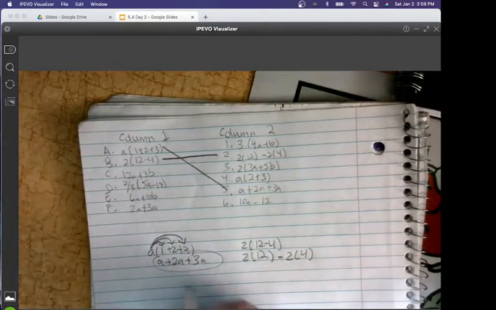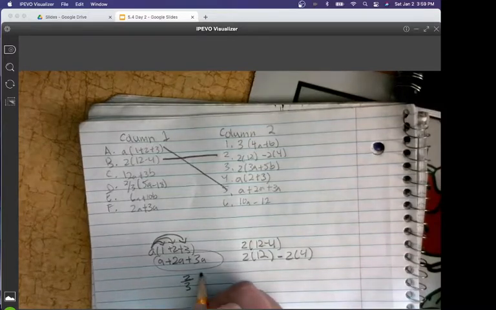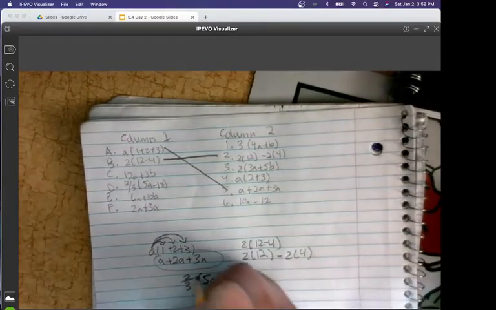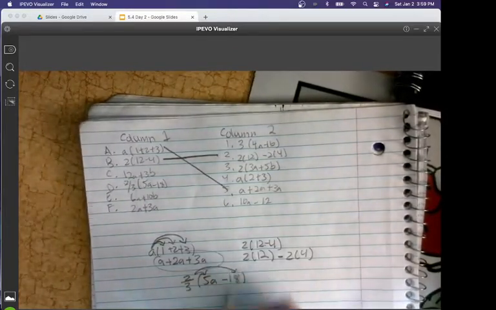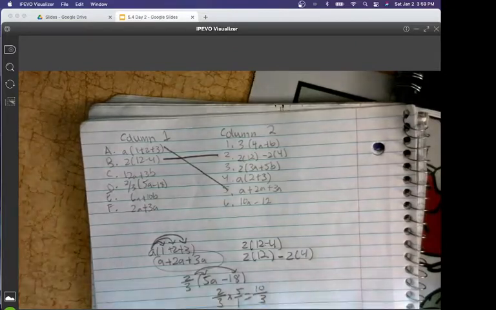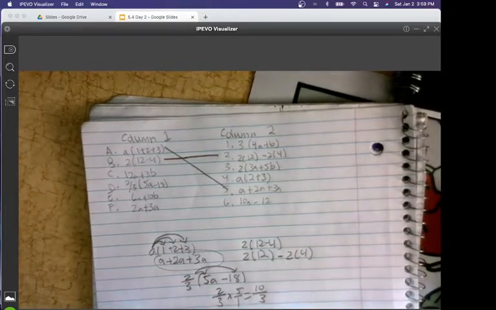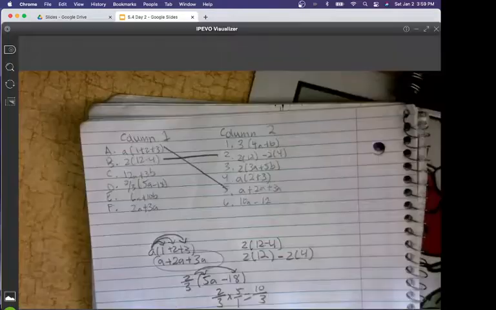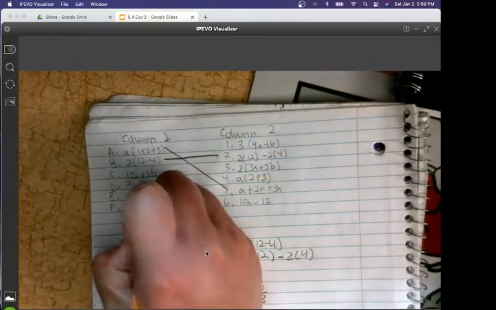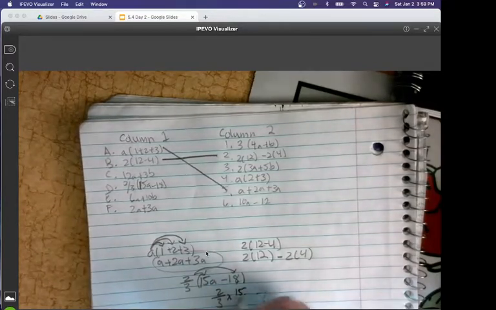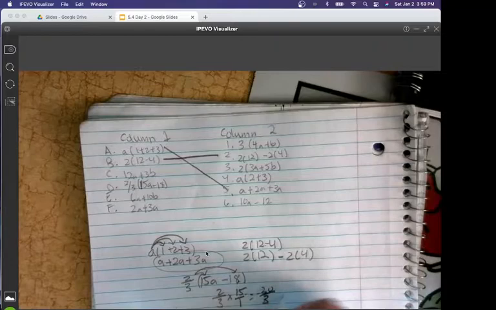Let's do D. We've got 2/3 times 15a minus 18. I wrote it wrong at first, so let me do that again. 2/3 times 15 over 1 is 30 over 3, which is 10.